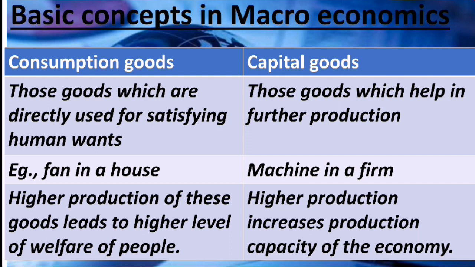So the next basic concept with which we have to deal is about consumption goods and capital goods. So what are these? Basically, if you buy a juicer for making juice at your house, then that good will be a consumption good. If you use the same juicer at a juice stall, then that will become a capital good.